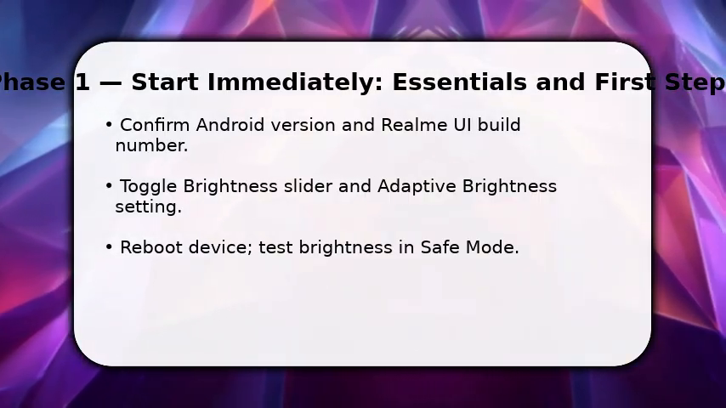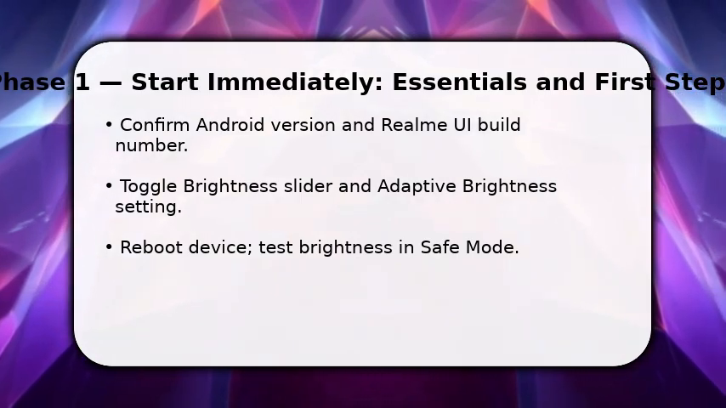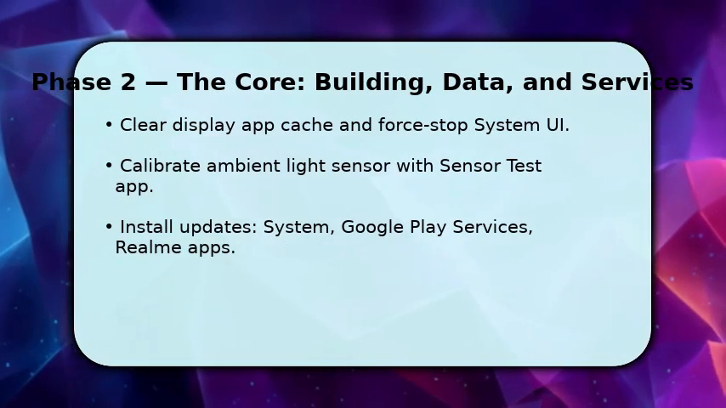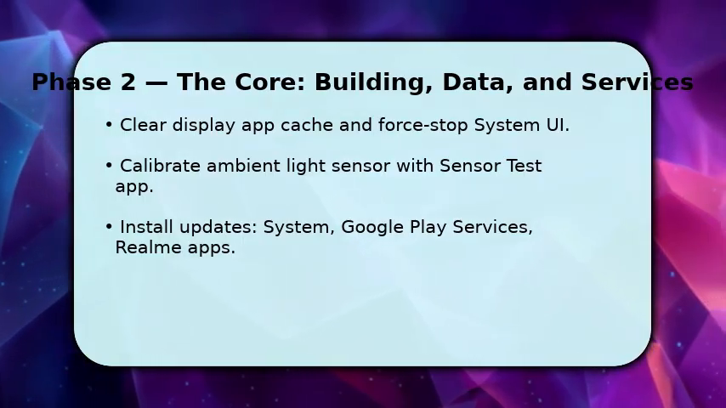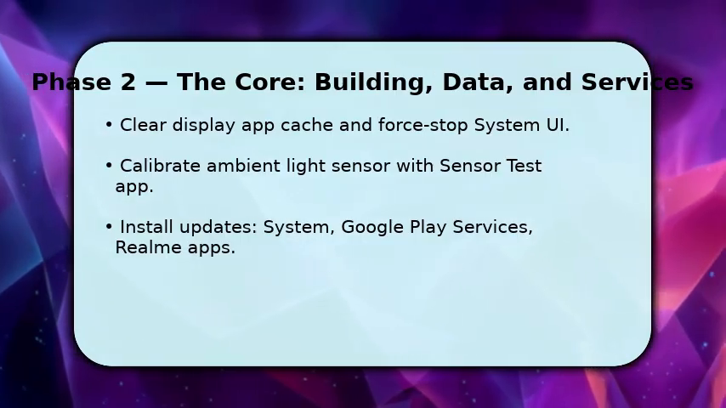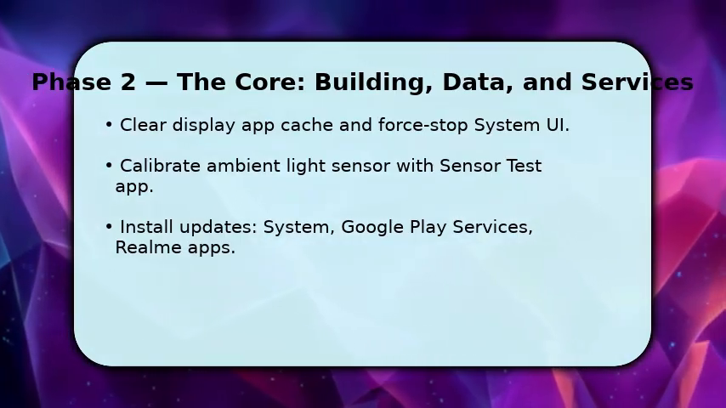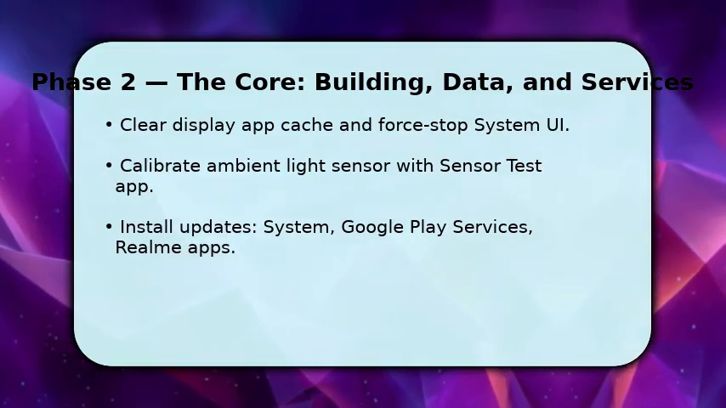Now you dive into the hands-on fixes. Clear cache for display and system UI and app info, then force stop and restart system UI to refresh settings. This fixes many glitches. Make sure you calibrate the ambient light sensor by running a sensor test app, exposing the sensor to uniform light and dark conditions. That helps the phone learn correct readings.